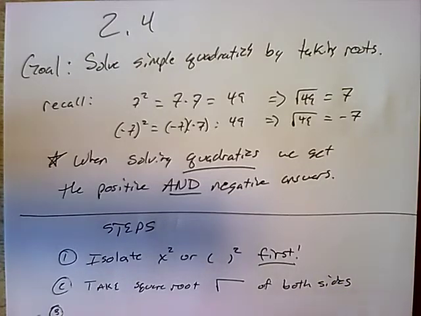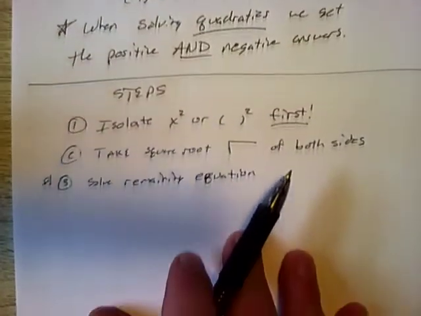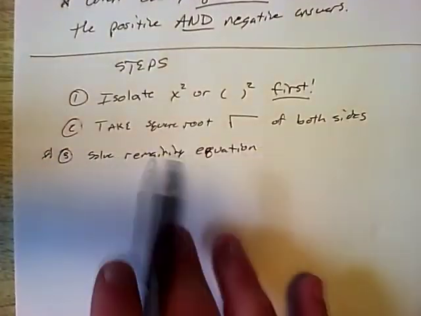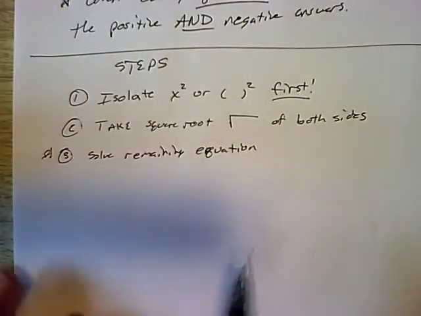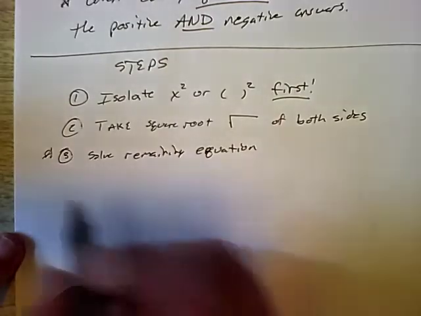And the last step is going to be pretty rare: solve any remaining equation. So most likely you won't have any remaining equations. I know the homework doesn't have any. I don't know that I would do that on a quiz or anything like that.